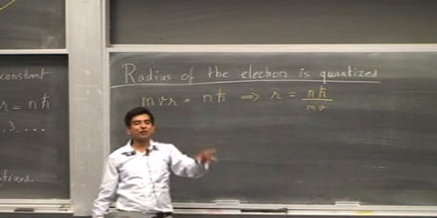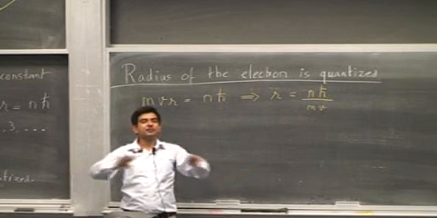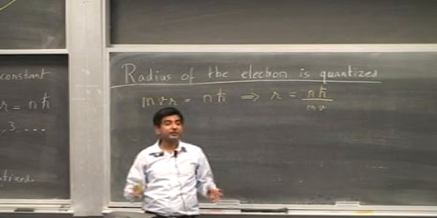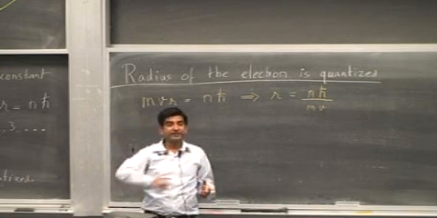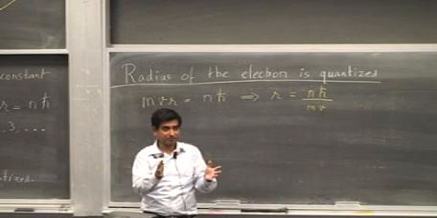So Bohr's model was a combination of classical physics and modern physics. What was modern about it? The radius is quantized, the energy is quantized. When the electron is in an orbit, its energy does not change. That's a new approach. That's a bold approach.